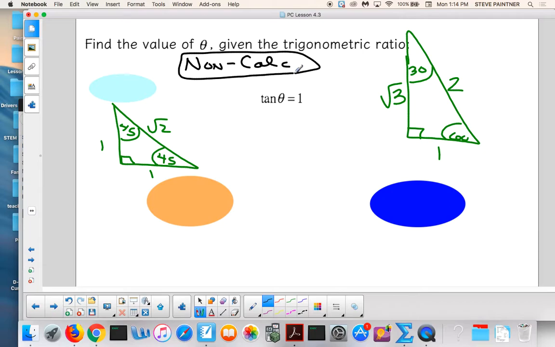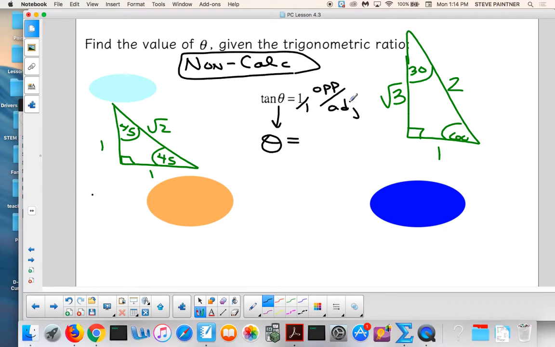You need to tell me what angle has a ratio of 1 over 1. Well, when I start seeing 1 over 1, I kind of go towards this triangle. First of all, tangent is opposite over what? Adjacent. So if the ratio opposite over adjacent gives you 1 over 1, you got it.